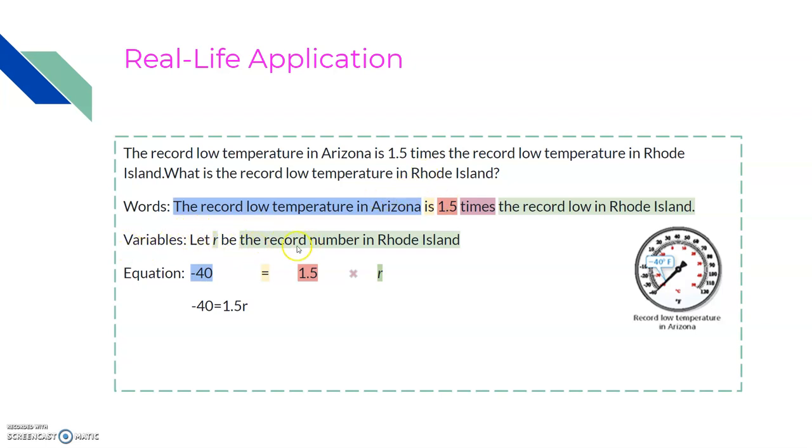The variables: let R be the record low in Rhode Island. It doesn't really matter, but in this case, we have minus 40, the record low temperature in Arizona, is 1.5 times the record low R. Now, this is our equation. And we have minus 40 because this is multiplication. And we learned a couple of slides ago that we need to divide if there's a multiplication. So minus 40 over 1.5 equals 1.5x over 1.5. Now, minus 80 over 3. They cancel out. Minus 40 over 1.5 is minus 80 over 3.